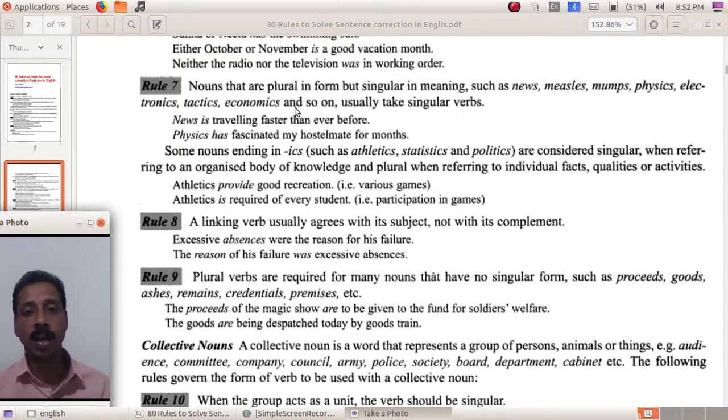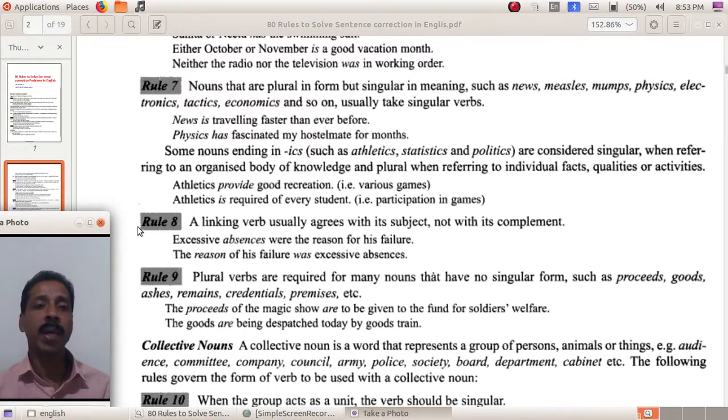Then nouns that are plural in form but singular in meaning, such as news, measles, mumps, physics, electronics, tactics, economics, and so on, usually take singular verbs. So they are plural in form. Why do we say that they are plural in form? Because most of the nouns end in s, and that s is normally the plural form. But here, in the case of these words, even though they are plural in form, they are singular. So the verb also should be singular.